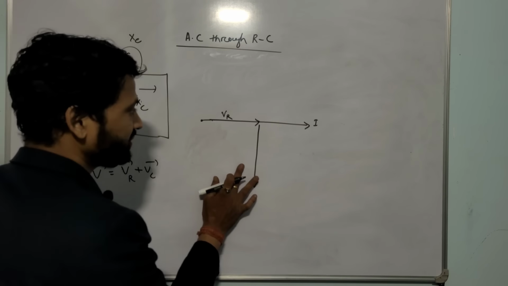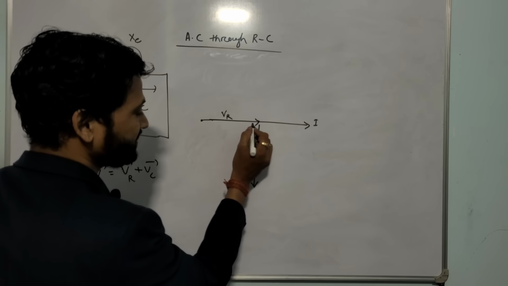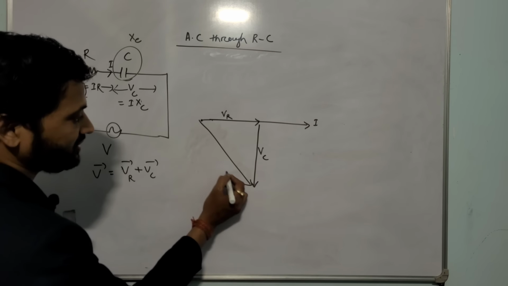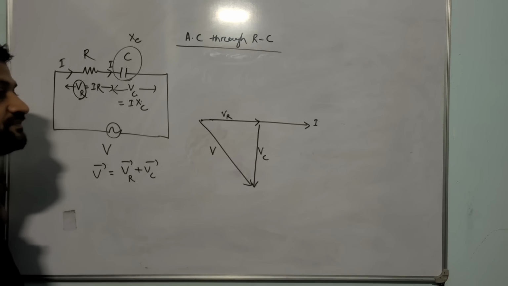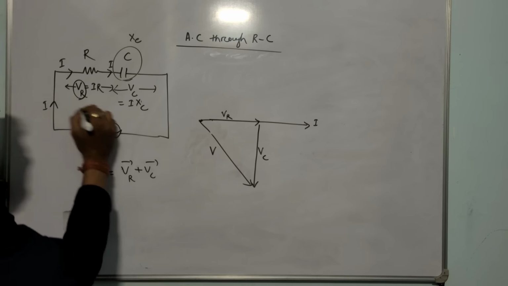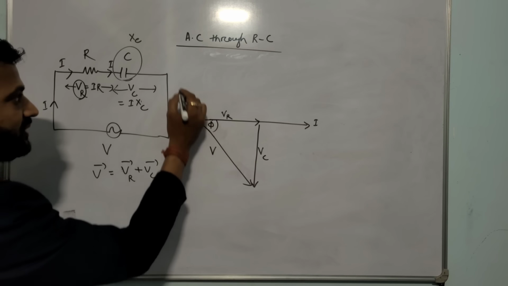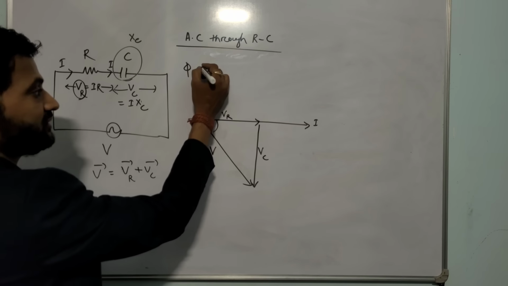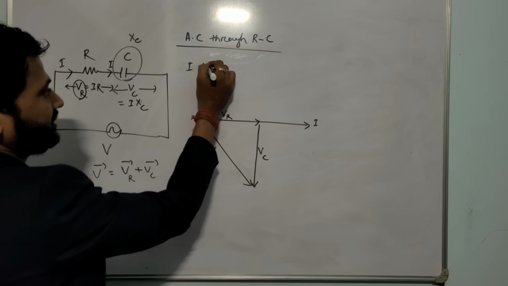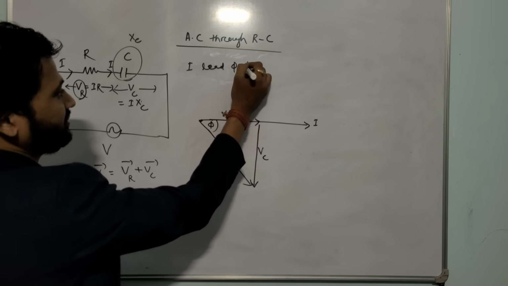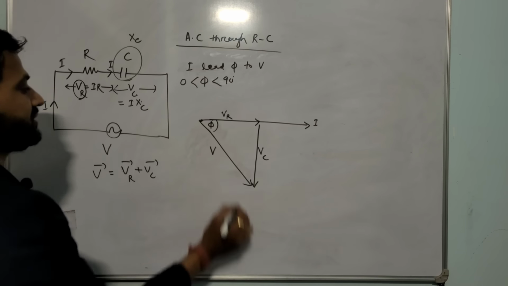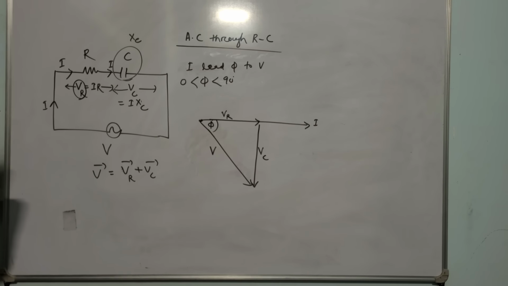ठीक है, मतलब we are getting two vectors. One is VR, second is VC. Both are perpendicular to each other. This one will be the resultant. That resultant is V. And what is your final angle between voltage and current? The angle is this one, phi. So final angle क्या है? Leading or lagging? Leading. So मतलब here current leads voltage V by phi, and the phi lies between 0 to 90 degree. Yes or no?